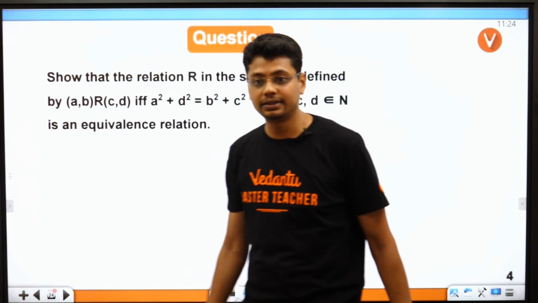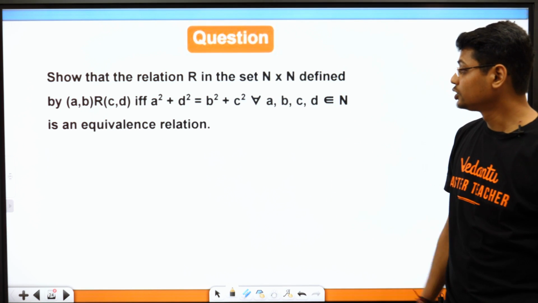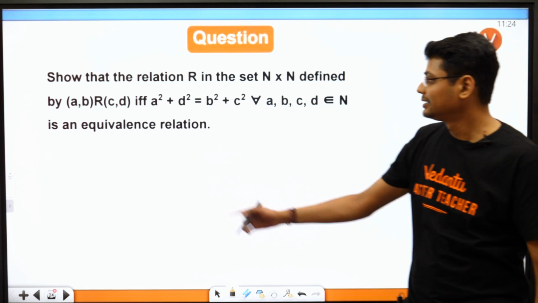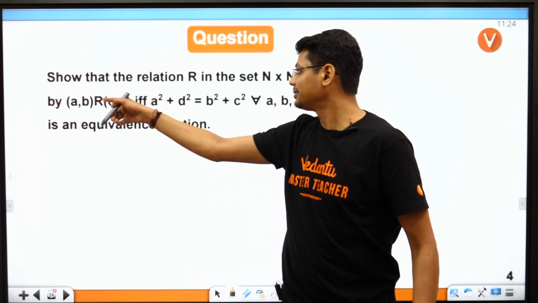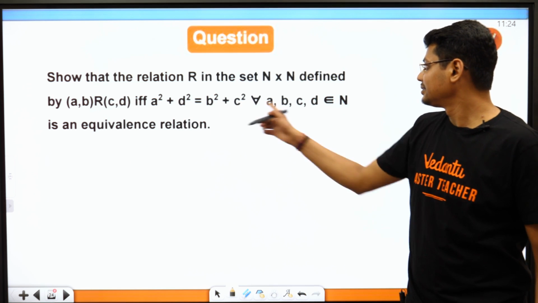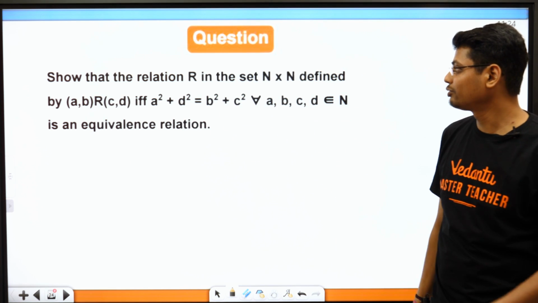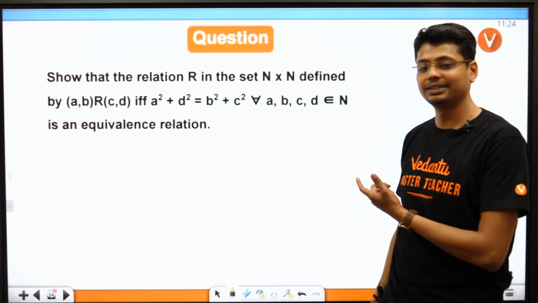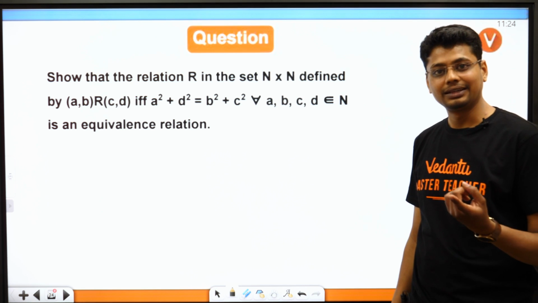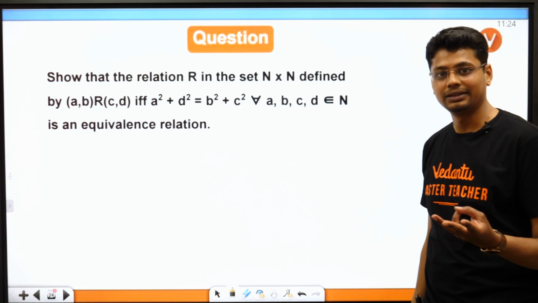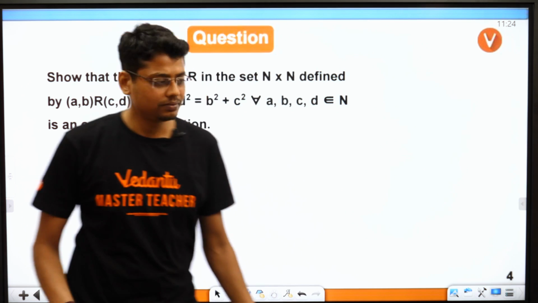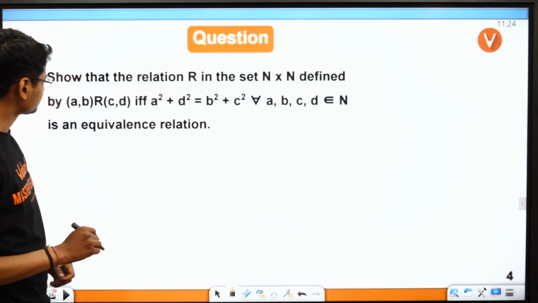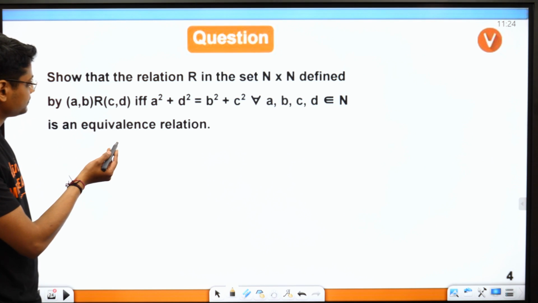Here is another typical question. Show that the relation R in the set N cross N defined this way is an equivalence relation. We have to prove this relation to be an equivalence relation. So basically we have to prove that this relation is reflexive, symmetric and transitive. So it is a simple question, a typical 4-mark question. So what can be done?